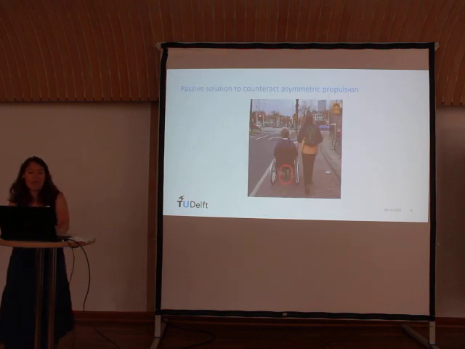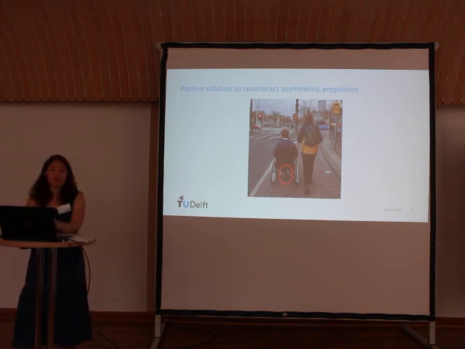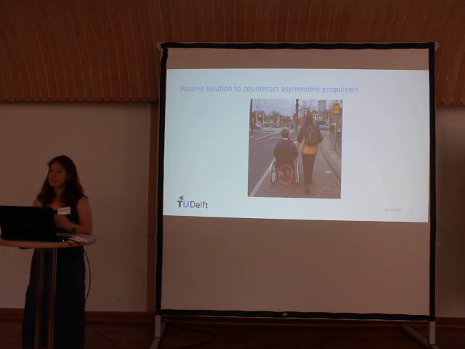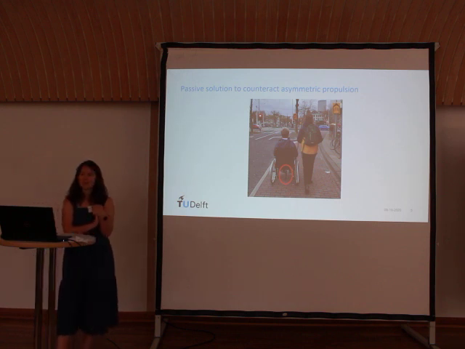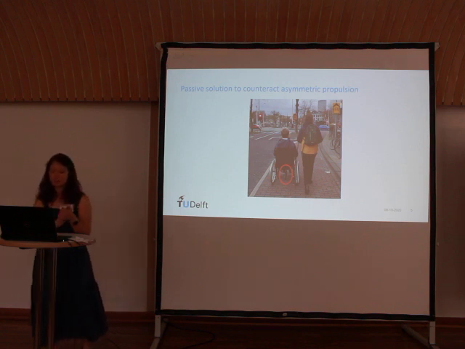Therefore, we could add a passive solution to counteract that asymmetrical propulsion. This comes in the form of a simple caster wheel. This is nice because it's passive, therefore cheap. And there are some other non-electric systems, such as different clutch designs, but that also kind of reduces your maneuverability.